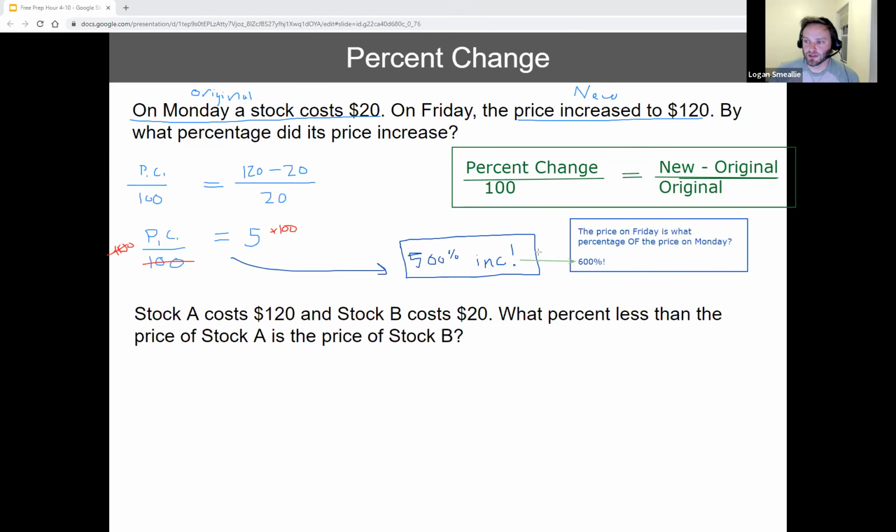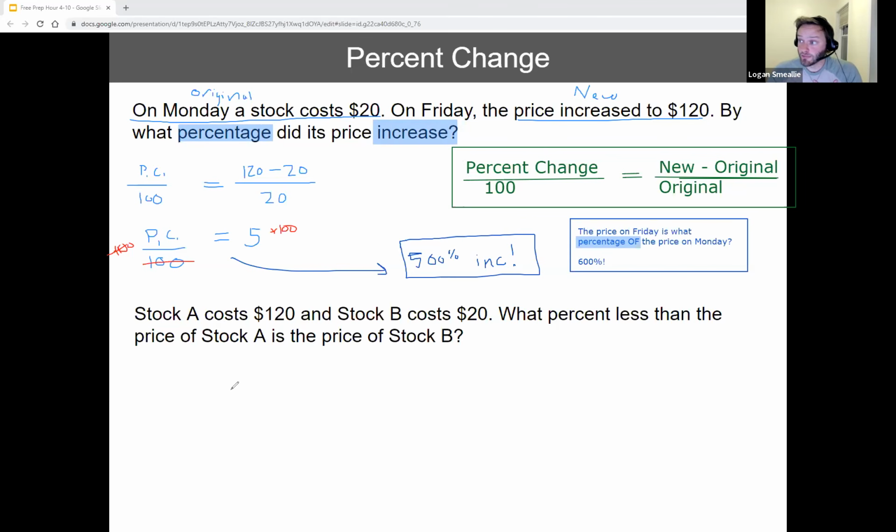So it's no coincidence that we have a 100% separation there. And just notice the difference in phrasing here. Percentage of, percentage increase. The wording really tells you which type you are dealing with.